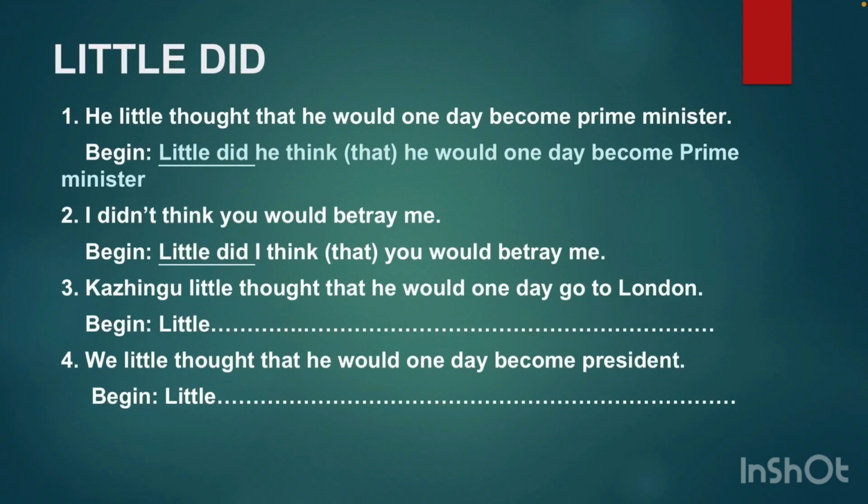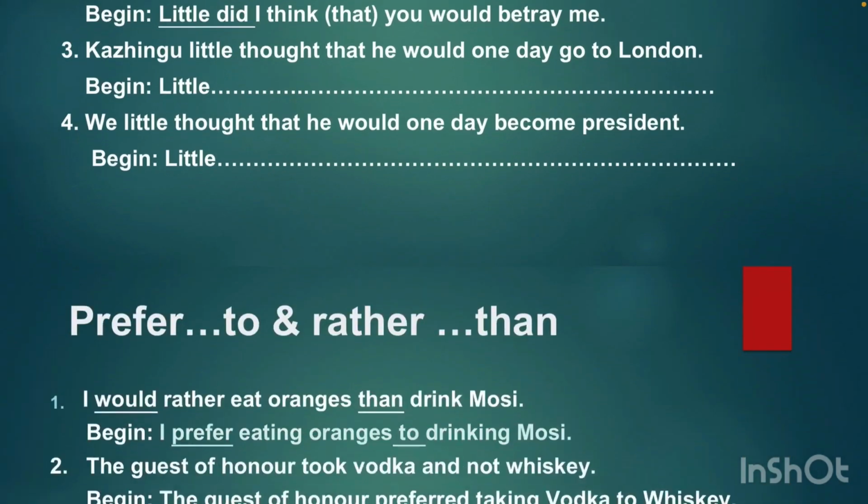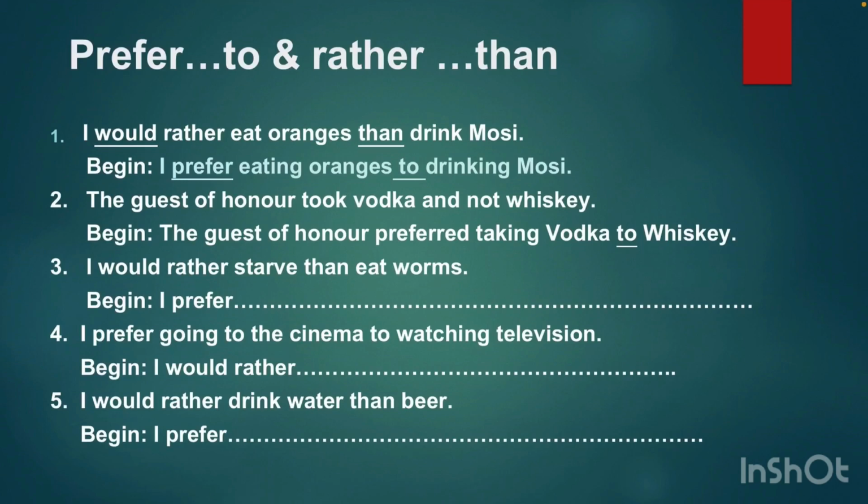And the last one, prefer to and rather than. I just got the common ones. I'm sure you have seen these two in an exam paper. So, you use prefer with to, rather with than. Don't say, I prefer mangoes than oranges. No. You always prefer something to something. You always rather do something than something else. So, let us look at these examples. I would rather eat oranges than drink mossy.